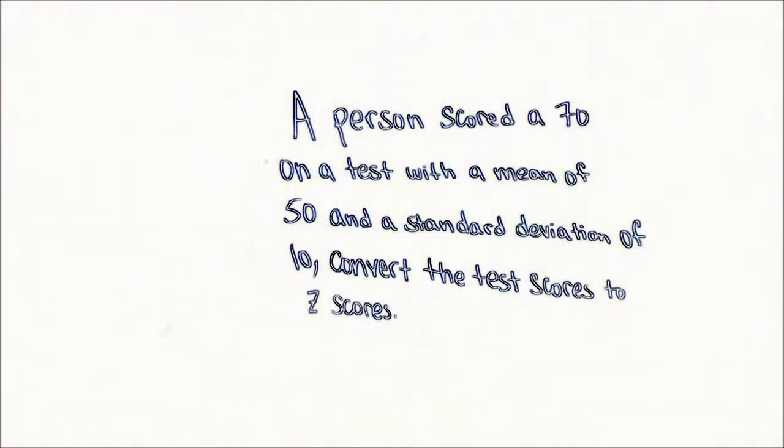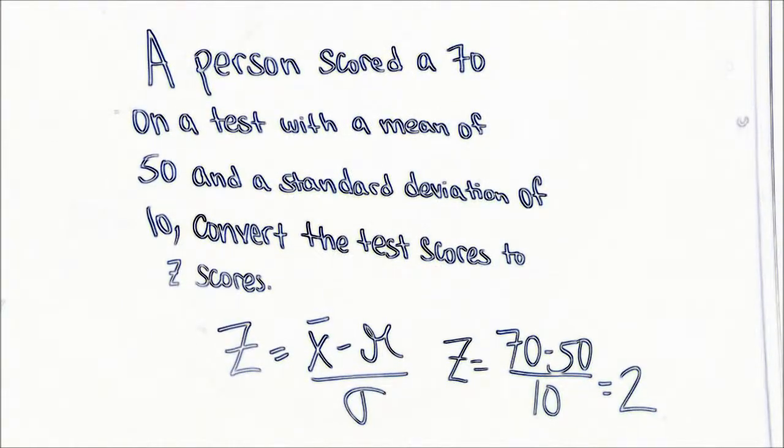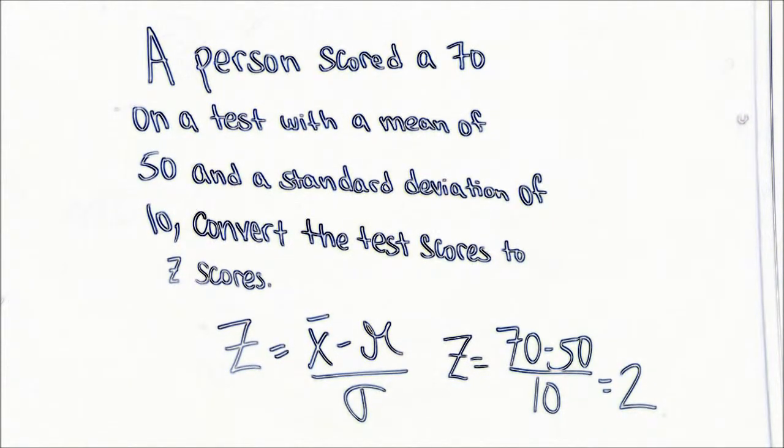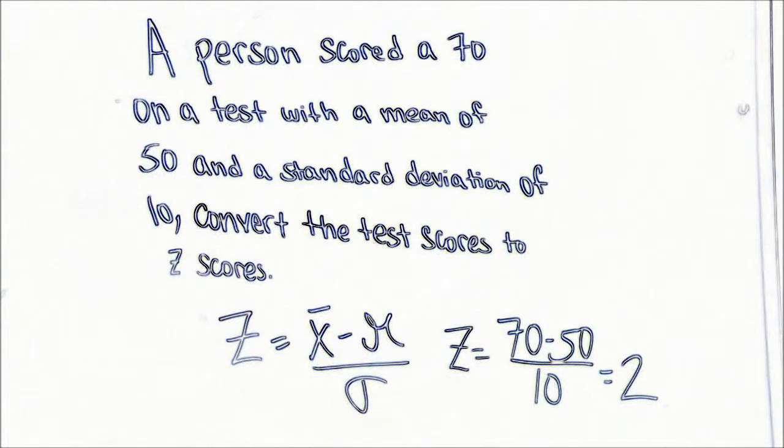Okay, let's try an example. A person scored a 70 on a test with a mean of 50 and a standard deviation of 10. Convert the test score to a z-score. So our formula says z equals x bar minus mu, divided by the standard deviation. 70 is x bar, 50 is mu, and the standard deviation is 10, which equals 2. So our z-score equals 2, which means that the original score was 2 standard deviations above the mean.